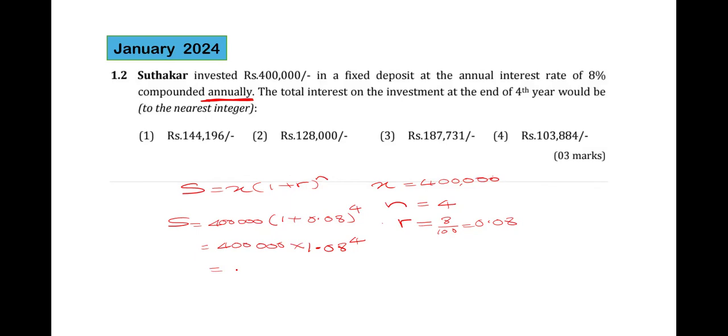Then 400,000 multiplied by 1.08 to the power 4 equals. The answer should be 544,000. The answer is given to the nearest rupee like this, 195.56. We get the nearest value, 544,196.